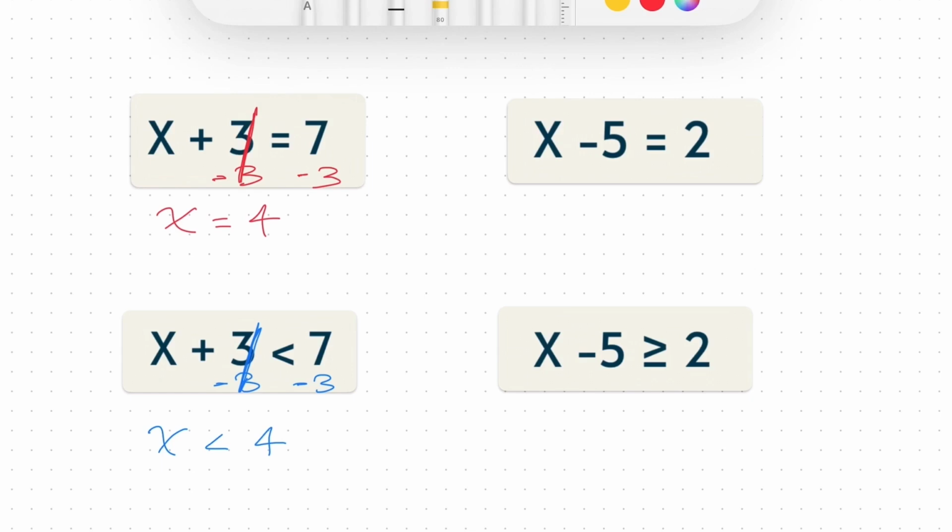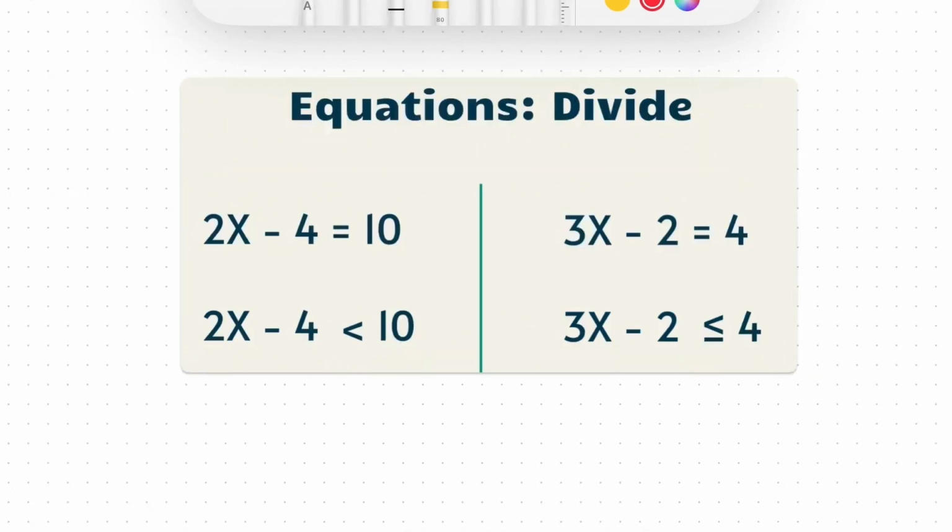If we move on to the right hand side, we see that x minus 5 equals 2. Now I would simply have to add 5 to both sides to get that x equals 7. For our inequality, I do the same, adding 5 to both sides. Sometimes solving an equation requires division.